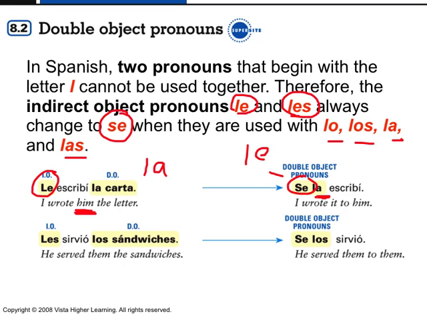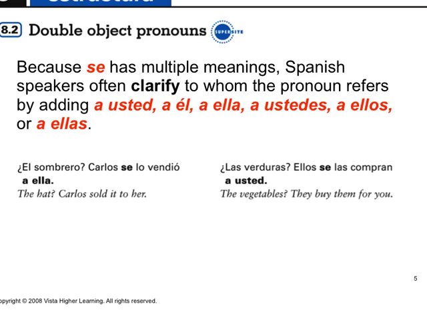Whenever le or les are next to lo, los, la, and las, it changes to a se. Likewise, le sirvió los sandwiches. He served them the sandwiches. He served what? Sandwiches. That's a los. To whom? To them. That's a les. In the rewrite, using two pronouns, se los sirvió. The se would be, or originally was, a les, but because it's next to the direct object pronoun los, it changes to a se.